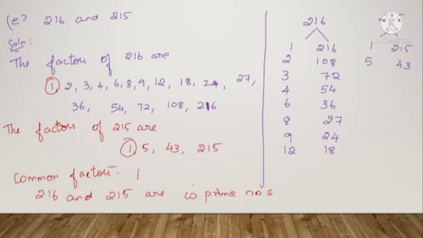So 216 and 215 are co-prime numbers. The next subdivision F, 81 and 16. So first consider the number 81. Let us list down the factors for 81.